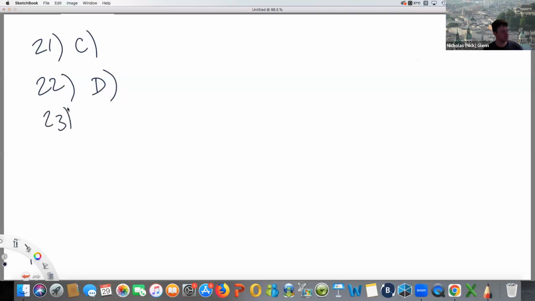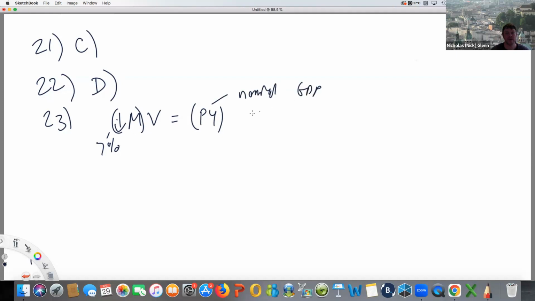23. According to the assumptions of the quantity theory of money, if the money supply decreases by 7%, what does this mean? Money supply is going to decrease by 7%. So what's going to happen to the nominal and real GDP? Well, PY is nominal GDP. And so this whole side's got to decrease by 7% to be true.